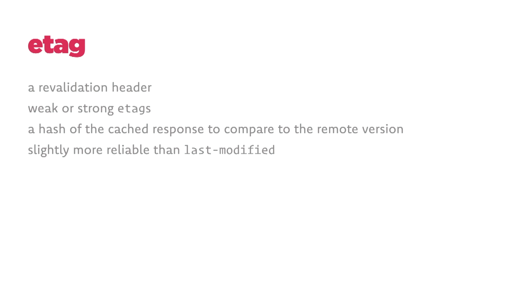It's slightly more reliable than Last-Modified. As I discussed, you can get false positives with Last-Modified. If your build system touches every file, Last-Modified wouldn't be a good indicator of freshness. ETag is much less susceptible to these false positives.